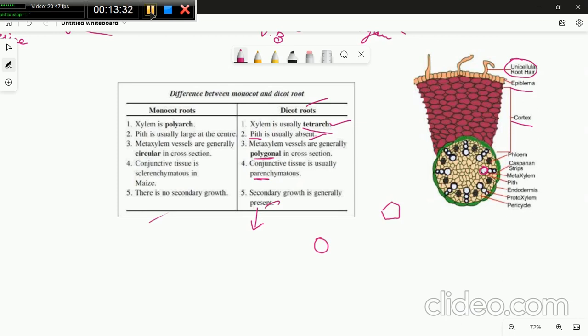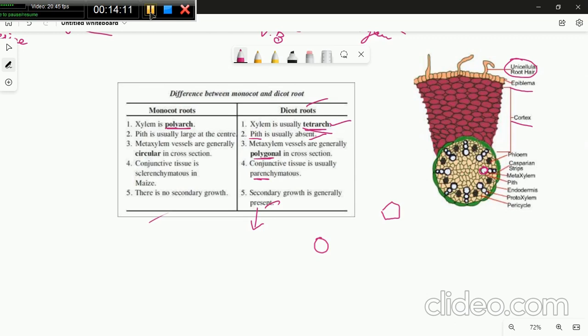And at the same time, the xylem cells here are present in large numbers. For example, in the dicot root I have told you the xylem is usually tetrarch, that is, only 4 xylem cells are present. But here see, 1 2 3 4 5 6 7 8, so more than 4 xylem cells are there. That's why it is called polyarch. What is it called? Polyarch xylem. Understood? In monocot roots the xylem is polyarch, that is, there are many xylem cells.